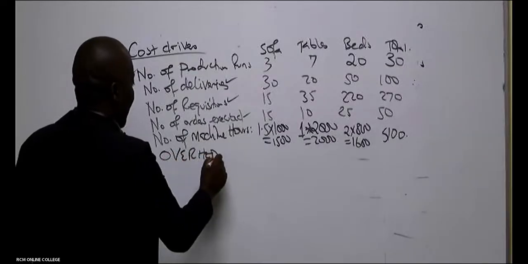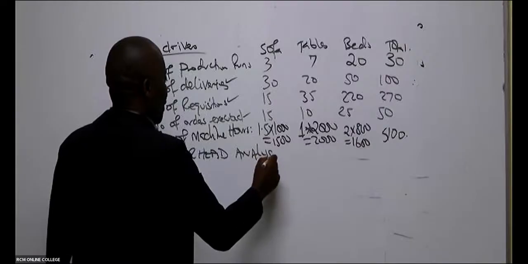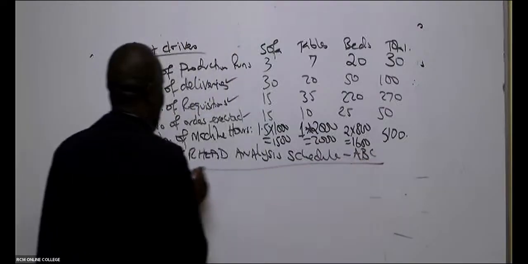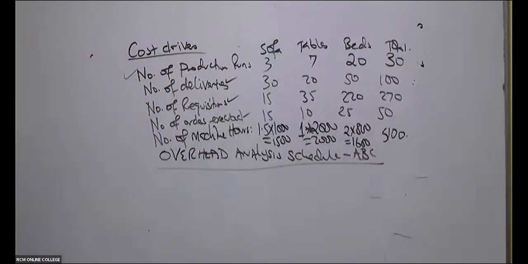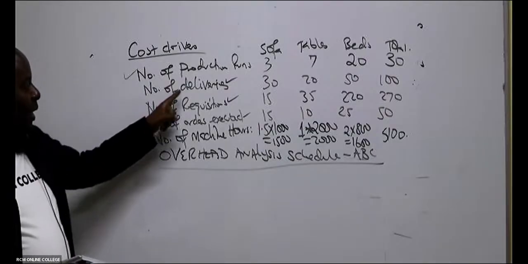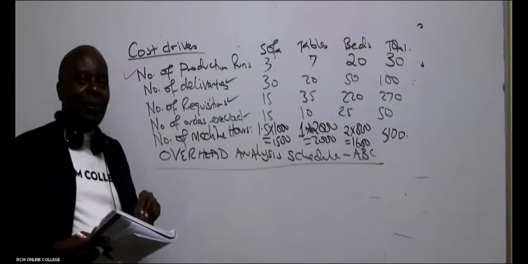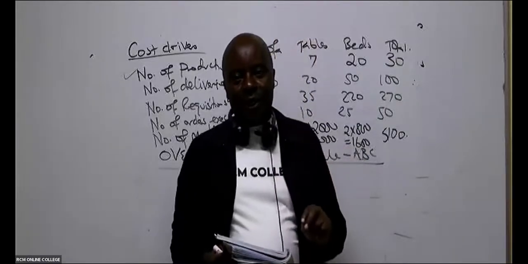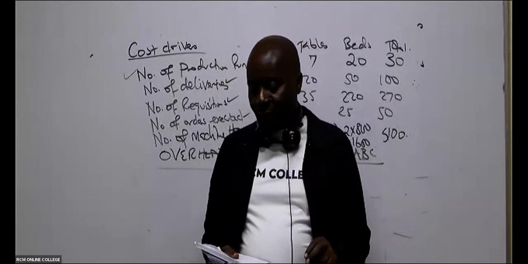Overhead analysis schedule. And remember that we are using an approach called what? ABC, activity-based costing. Any question? Please ask. Inspection cost, we are using the number of deliveries. I've already checked. I was just going through each one of them, trying to see whether I've been able to capture all the bases, what we are calling cost drivers.